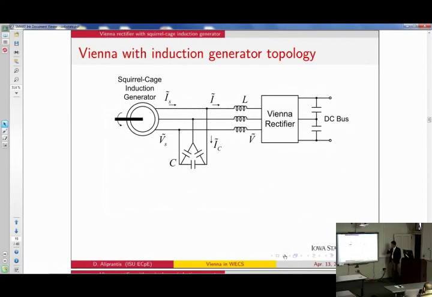The first topology that we analyzed, for some reason, because nobody uses squirrel cage generators in wind turbines anymore, but we said, okay, let's just try this, is to use the Vienna rectifier with a squirrel cage generator. So this would be your wind turbine. The blades are out here, driving your generator, and the power flows out of the rectifier onto the DC bus. And here you can have, for example, a DC to AC topology, which is not shown, going to the grid.